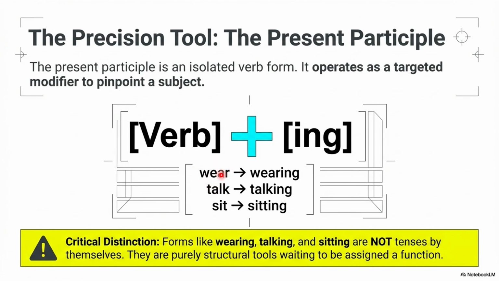So we have the verbs wear, wearing, talk, talking, sit, and sitting. When you add ing to a verb, the verb is now a present participle verb. I'm going to repeat that. When you add ing to a verb, the verb is now a present participle verb. Okay? Critical distinction. Forms like wearing, talking, and sitting are not tenses by themselves. They are purely structural tools waiting to be assigned a function.